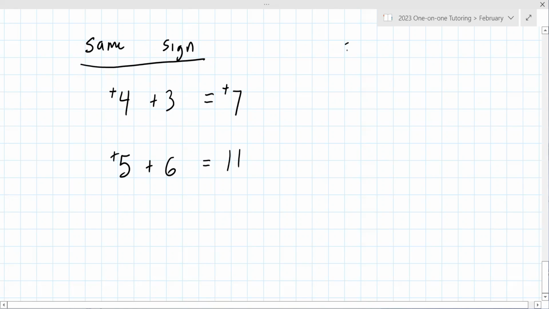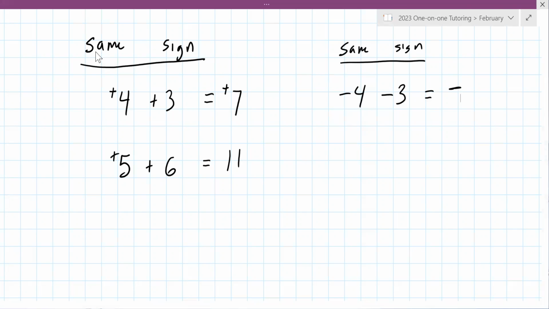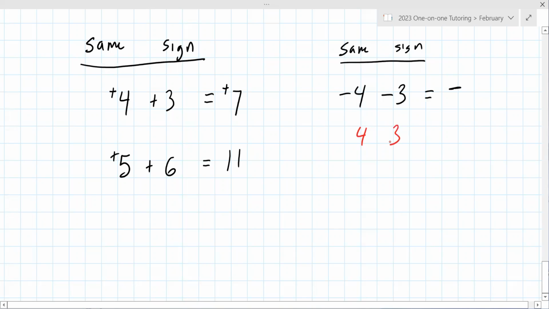Now, here's another possibility for same sign. -4 minus 3. Are these both the same sign, meaning both negative? Yeah. So the answer is negative. But there's a little bit more to do now. You disregard the sign. You just look at them as 4 and 3 now, and you add them together. What is 4 plus 3? 7. So there's your answer.